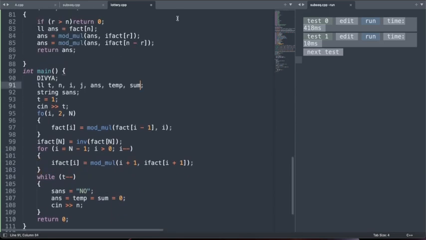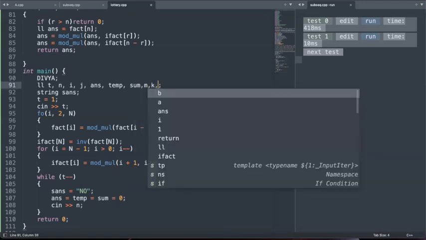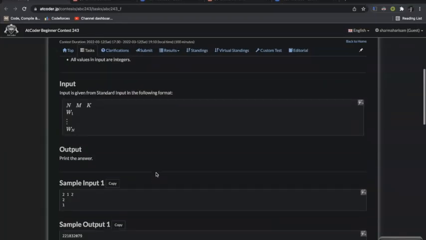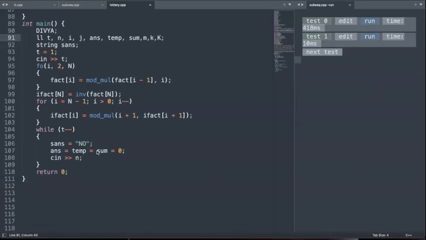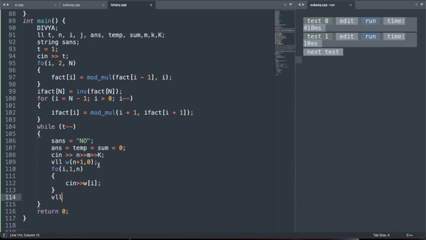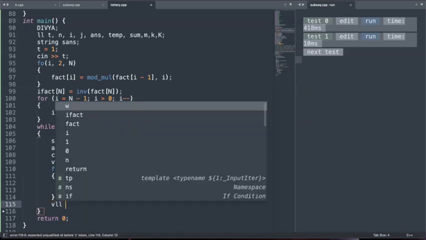Okay. So we have a few variables: N, M, K, and capital K. Let's just take the input first. We have N, M, K, and all the weights. So we take in all the weights first, and then we will compute the probabilities, which is easy because we are already computing the sum of all the weights. So we can in O(n) time compute all the probabilities.